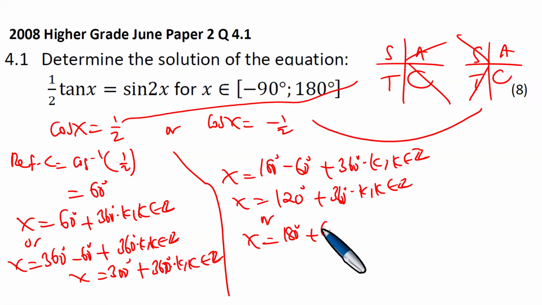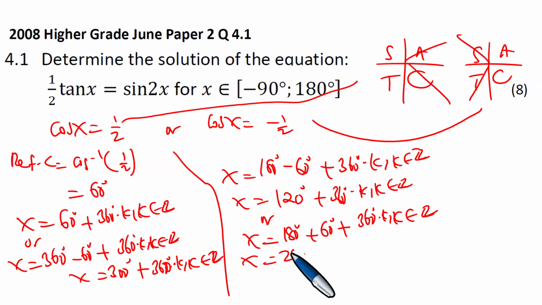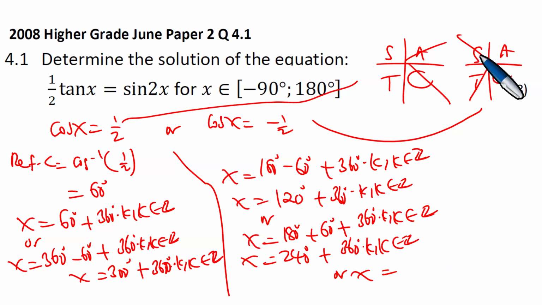So 180 degrees plus 60 degrees, and then 360 degrees times k, k in Z, which is exactly 240 degrees plus 360 degrees times k, k in Z. Okay, so you have the 120 in the second quadrant, but there's also 240 in the third quadrant. So yeah, let us list some of the angles we need here.